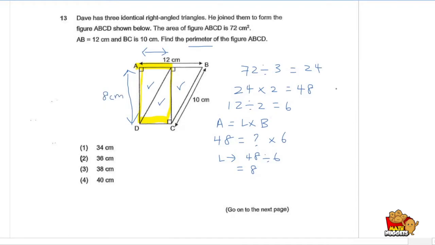With this, we're able to find the perimeter. Perimeter would be 12, which is AB, plus 10, which is BC, plus 6, which is CD, and 8, which is AD. If we add everything up, this would be 36. Option 2.